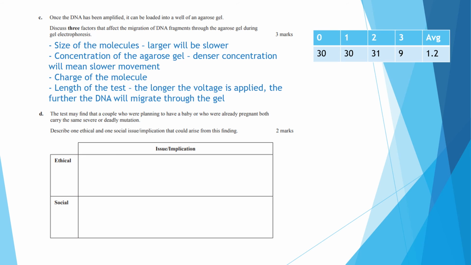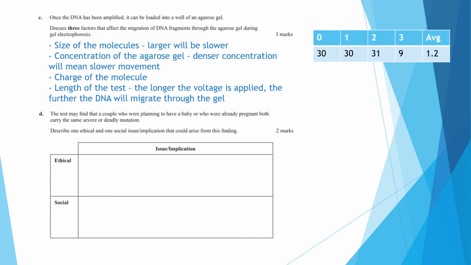Obviously, the size of the molecule is important. The larger the molecule, the slower it will migrate through the gel. The concentration of the agarose gel is also a factor, as the denser the concentration, the slower the movement of DNA fragments would be through it. The charge of the DNA fragments will also play a role, as they have to migrate towards the positive terminal. And finally, how long the voltage is applied for will also play a role, as the longer the voltage is applied, the further the DNA can migrate through the gel.